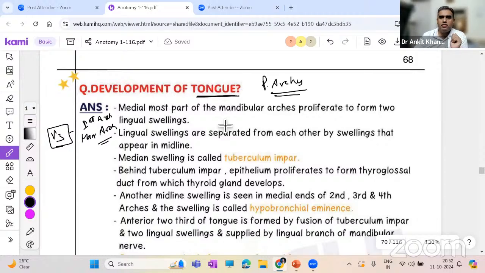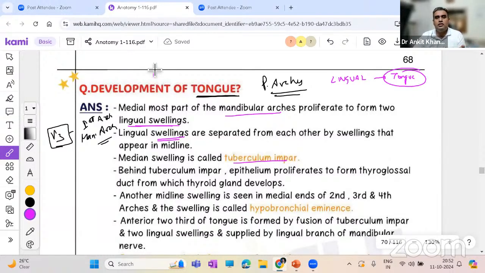The middle-most part of the mandibular arch proliferates to form the two lingual swellings. Wherever you see the term lingual, it is related to the tongue. Lingual means tongue. We will see things like lingual nerve, lingual artery, lingual swelling; all of that is related to the tongue. Tongue is very important for speaking. So lingual swellings appear, and the medial swelling is known by a different name. Don't worry about them.